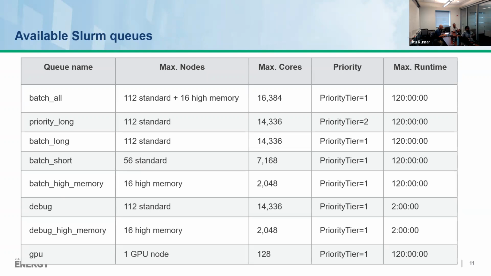There are several queues set up for debugging, and they are given a little bit of higher priority, so you can get access to those nodes fairly quickly. GPU nodes sit in a completely separate queue as well. So if you're working with machine learning codes that are going to utilize GPU, you can send your jobs to a different queue and get access to those GPUs.